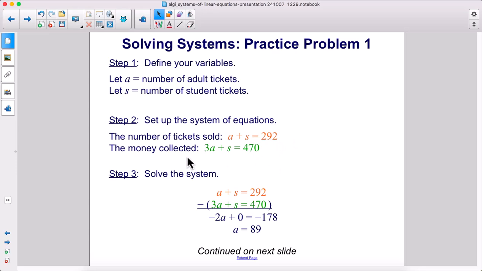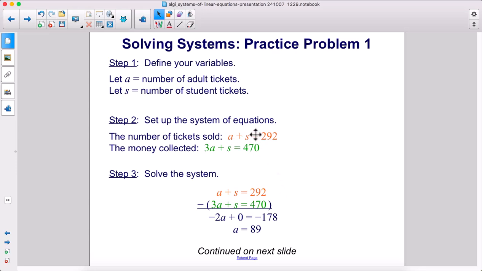We also know the money collected is 3 times A plus S. Because adult tickets were $3 and student tickets were $1, we can set it up like this. When you add up all the money, you get $470. Then you solve the system.